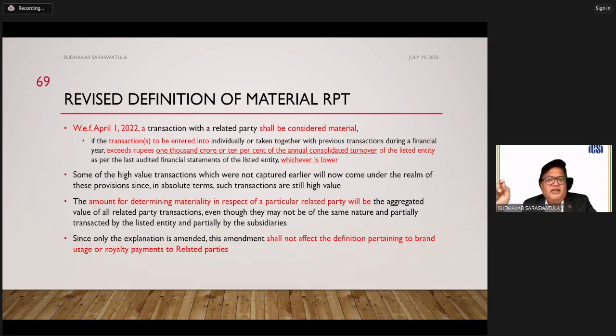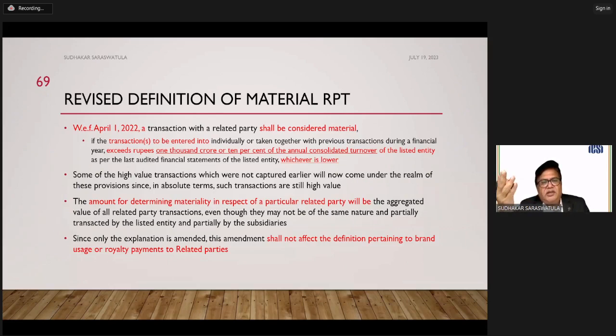That means it is exceeding 1,000 crore or 10% of the annual consolidated turnover of the listed entity, whichever is lower. So most of the times, if it is a very big company, 1,000 crores is obviously always lower. So you have to take that as the ballpark figure. Some of the high value transactions, what is the purpose of this thing is, because earlier it was felt that some of the high value transactions were not captured properly because they are coming under the 10%, but still it is high value transactions.